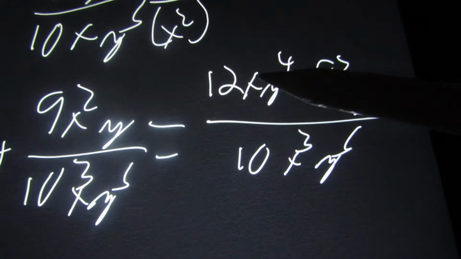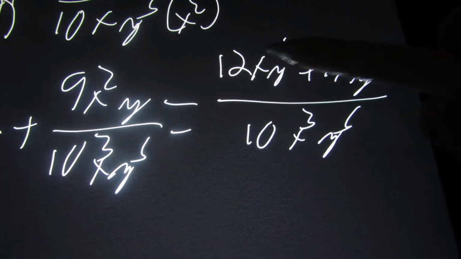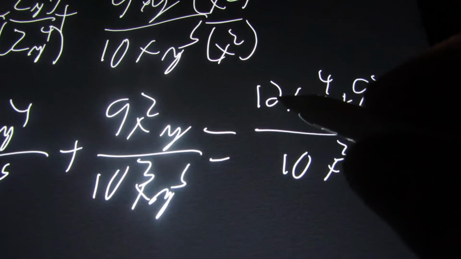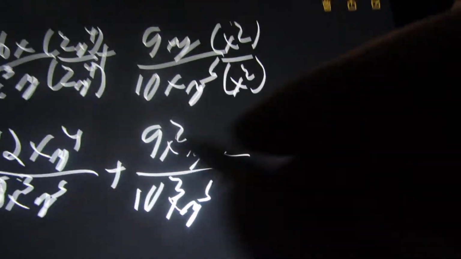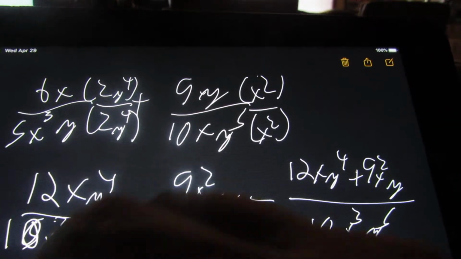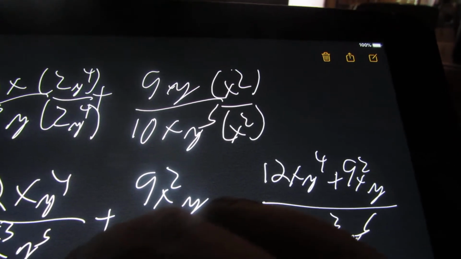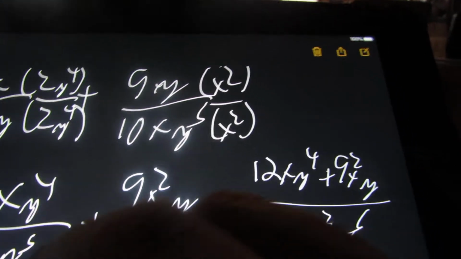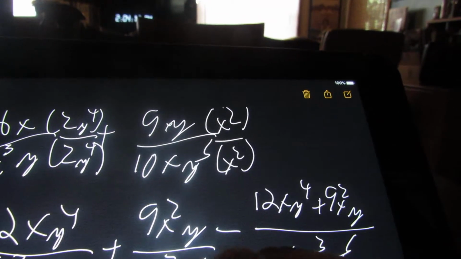They aren't like terms, so we can't combine them, but we can factor out. We can factor out a 3, we can factor out an x, and we can factor out a y. So 3xy, and what we're left with is 4y to the 3 plus 3x.